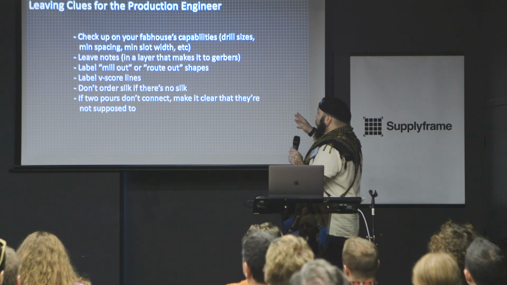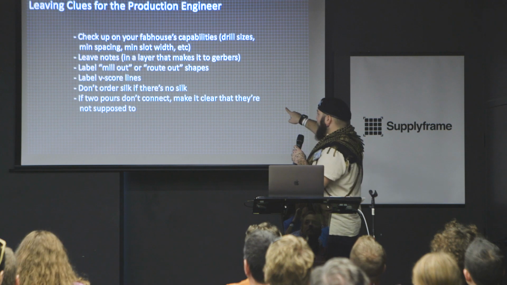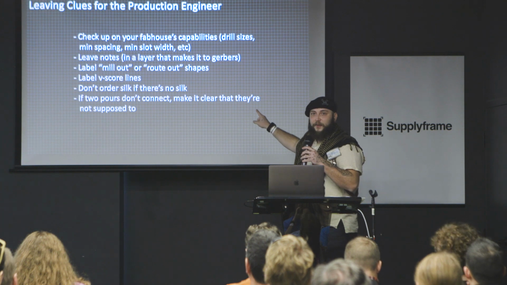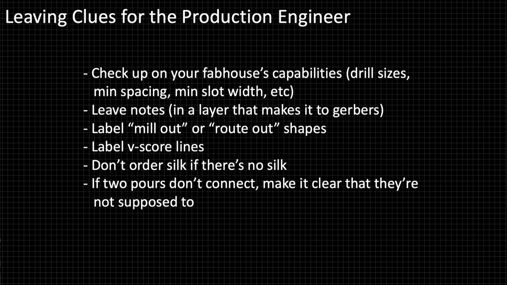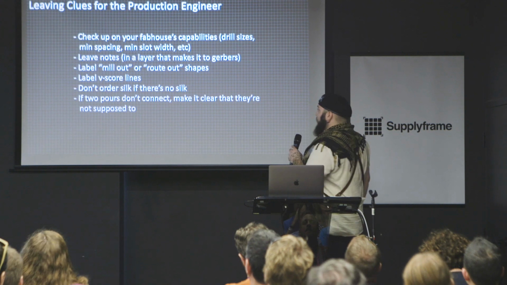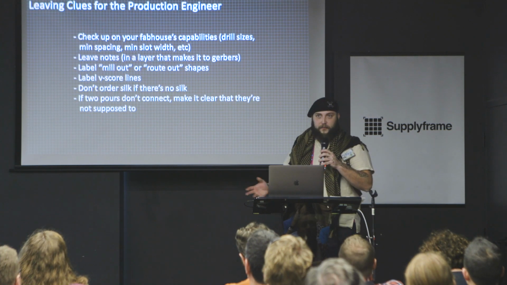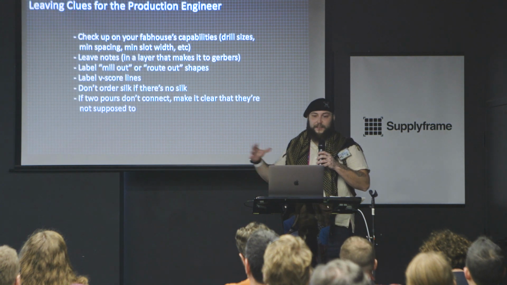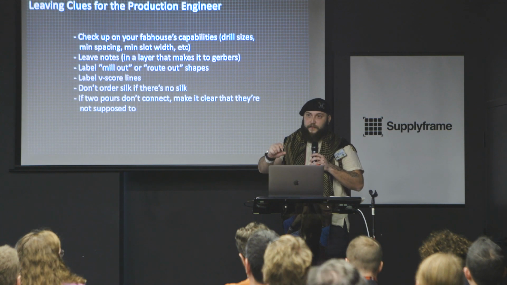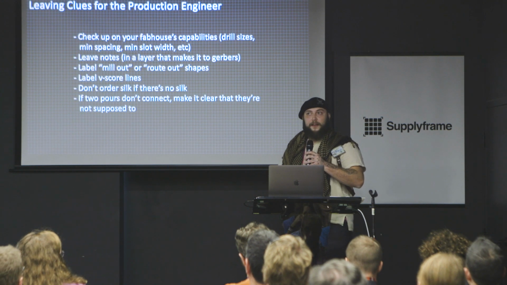Label your V-score lines. Leave notes, and leave them in a layer that the engineer will see, because you can put a ton of super nice notes in some random layer in Eagle, and then you export it to Gerbers, and those notes are just gone, they're just in Eagle now. And you send the Gerbers to the production engineer, and he doesn't get any clue as to what you're trying to do. So I found that leaving notes in the copper layer works great, outside the dimension of your badge, obviously, because otherwise they'll get built into the board. In the copper layer, I'll put things like, this is a V-score line, I need this routed out, stuff like that.